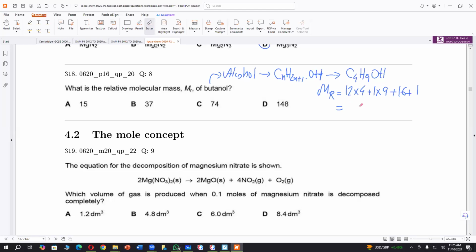I mean, I didn't calculate it as 73. C4H9OH: 12 into 4 plus 1 into 9 plus 16 plus 1. Oh, plus 1, I thought into 1. Yeah, 74.